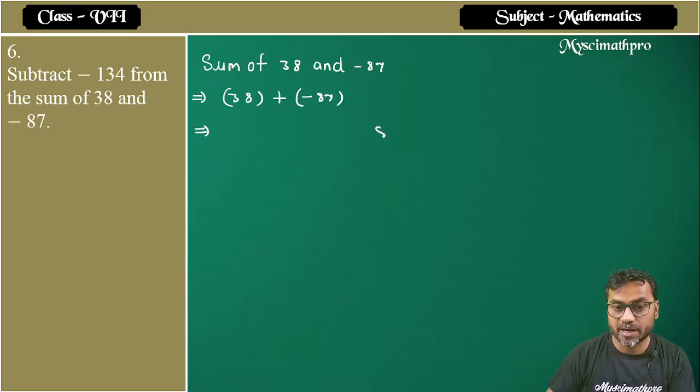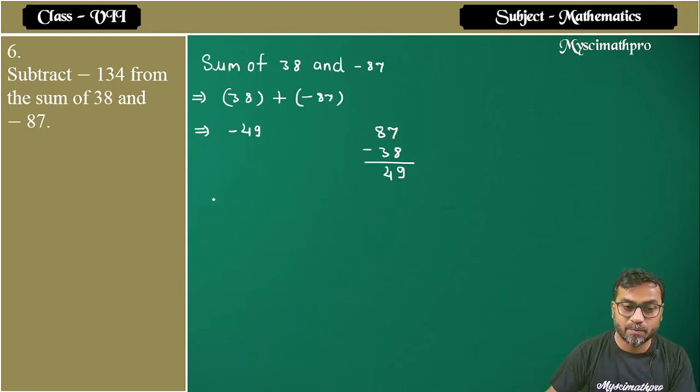So let's subtract. So 87 minus 38. So 17 minus 8, 9, and 7 minus 3, 4. So the answer is 49. And you know very well, between 38 and 87, which is greater? 87. So we put here minus sign. So it is the first part.